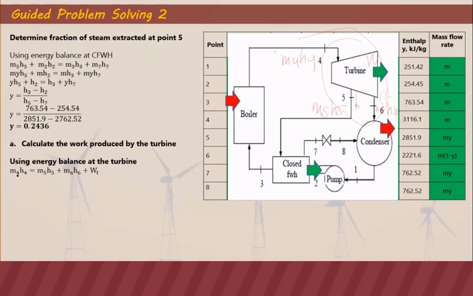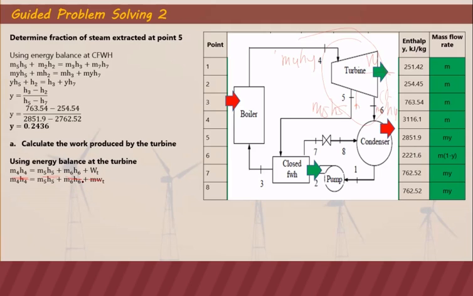Energy in: as you can see here, the only arrow that's entering is 4, so we have M4H4. Our energy going out of the turbine is at 5 and 6, and the work output is going out. So that's why we have M4H4 equals M5H5 plus M6H6 plus the work output of the turbine. Do not forget to include the work output of the turbine in the energy out.